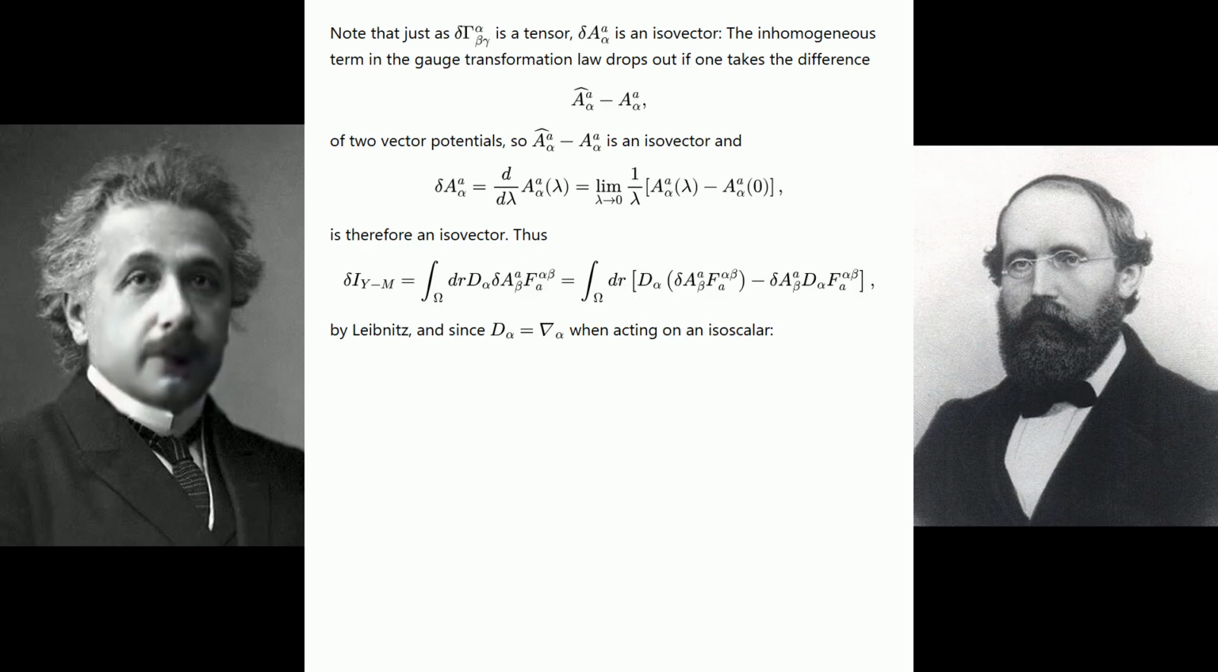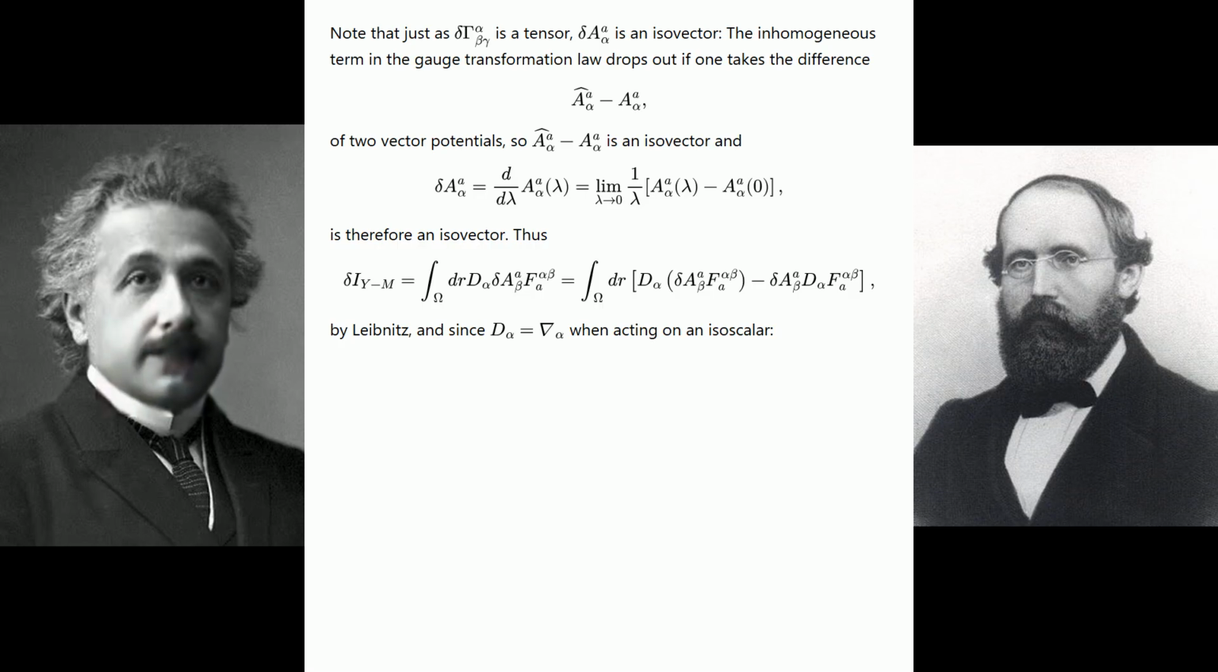Note that just as δΓ_βγ^α is a tensor, δA_α^A is an isovector. The inhomogeneous term in the gauge transformation law drops out if one takes the difference, see the equation shown, of two vector potentials, so A_α^A minus A'_α^A is an isovector, and see the equations shown, is therefore an isovector. Thus, see the next equation.